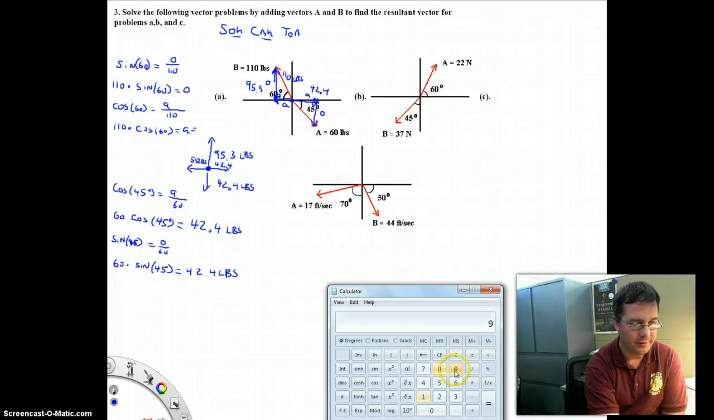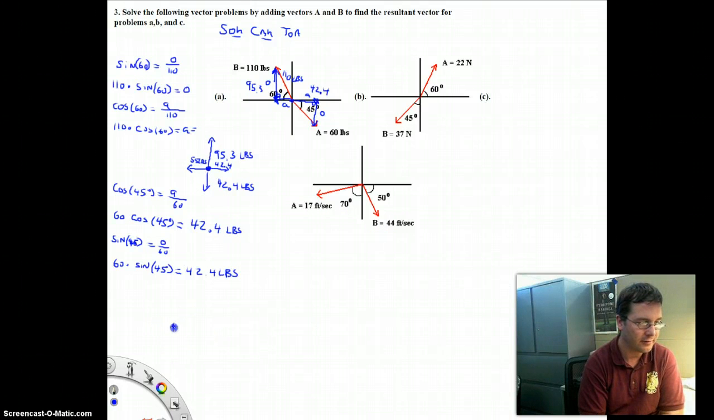So 95.3 minus 42.4, and that's because the 42.4 is in a downward direction. And we find that the result in the vertical axis is 52.9 pounds vertically. So let's draw a free body diagram for that. 52.9 pounds.